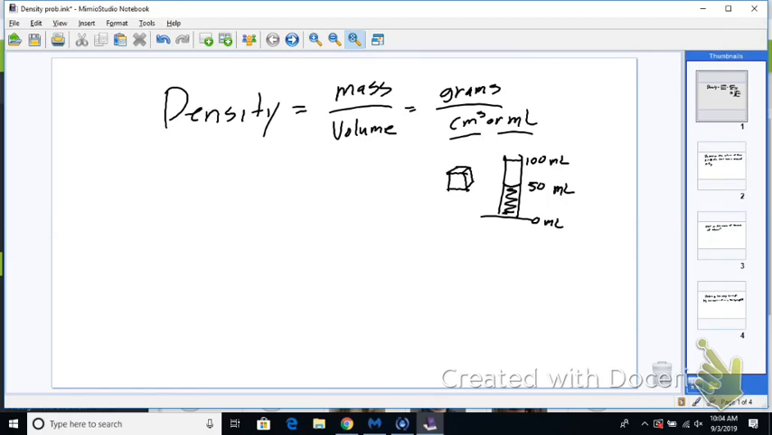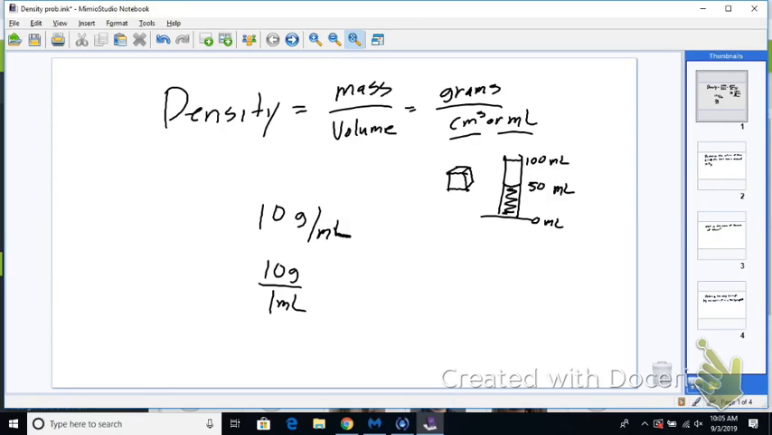So density is a mass over a volume. All it is, is a ratio. So if I've got a density of 10 grams per milliliter, that tells me that for every 1 milliliter, I have 10 grams of the substance. Okay? So all it tells me is, if I have this amount, then this is how much I'm going to have of the other substance.